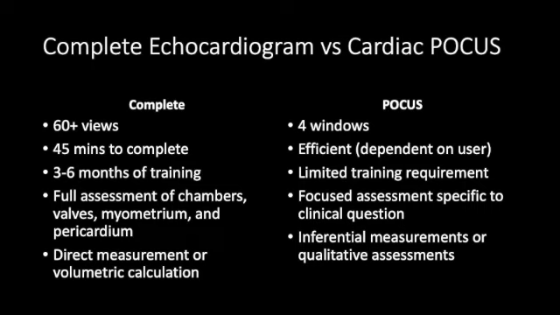Meanwhile, a typical 4-window cardiac POCUS exam focuses on just a few high-yield windows that can be quickly assessed and give helpful, although incomplete, information. It helps us answer specific questions like, is there a normal ejection fraction? Or is there a pericardial effusion? Additionally, these determinations are made using inferential or qualitative assessments, meaning that we won't use a bedside echo to determine an exact EF, but rather to classify the ejection fraction as either normal or abnormal.